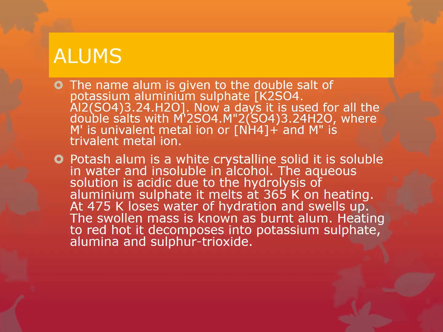Okay, that's all children. Today we have seen the group 13 elements, that is called the boron group elements. What all did we see in the boron group? We saw the physical properties, chemical properties and their uses. First we saw boron. Next borax and boric acid. Next diborane and boron trifluoride. And aluminium chloride and alums.